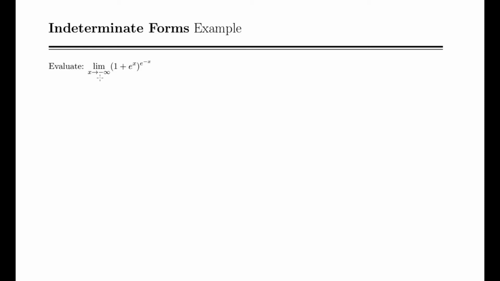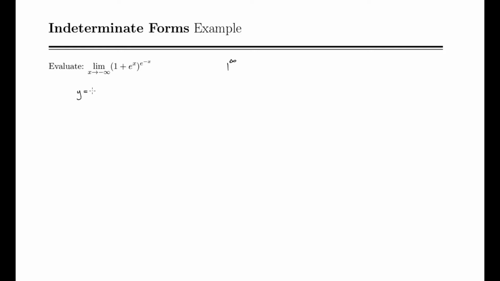If we plug in negative infinity, we have 1 plus e to the negative infinity, and e to the negative infinity is 0. So this is 1 raised to, and then e to the negative infinity, so e to the positive infinity, which is infinity. And this is an indeterminate form. It is an exponential indeterminate form, and so for those we introduce a natural log.